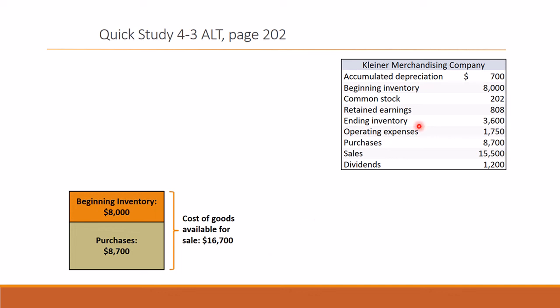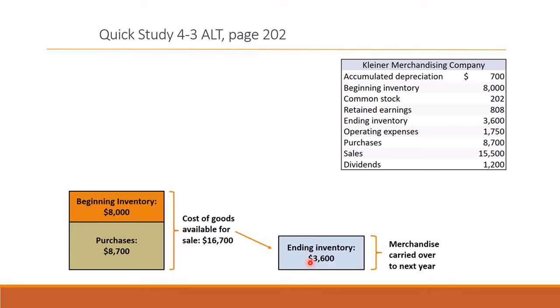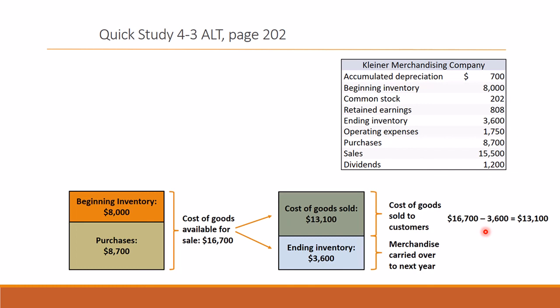So I do have the amount. Periodic inventory system, Kleiner went out and counted and valued its inventory. We do know that that's $3,600. That's the amount carried forward to the next year. Well, if I know beginning inventory is $8,000, purchases are $8,700, and I have $16,700 available for sale, and either that's going to be carried forward or it's going to become part of cost of goods sold, I can just take the available $16,700, subtract from it $3,600 for ending inventory, and I come up with cost of goods sold must be $13,100. Keep in mind, these two have to add up to available for sale.